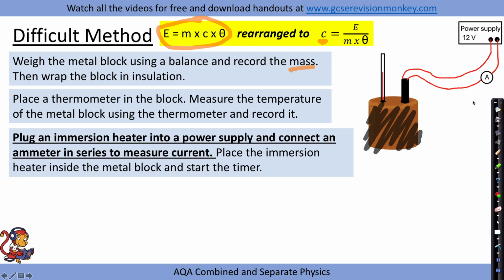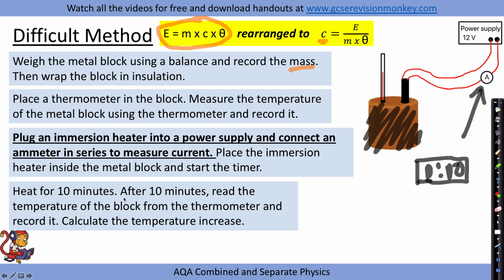This time we're going to plug an immersion heater into a power supply and connect an ammeter here in series to measure the current. We're going to then place an immersion heater inside the metal block and start a timer as we did previously. So rather than a joule meter this time, we've got an ammeter. We're going to heat it for 10 minutes like before, and after 10 minutes read the temperature of the block and calculate the temperature increase.